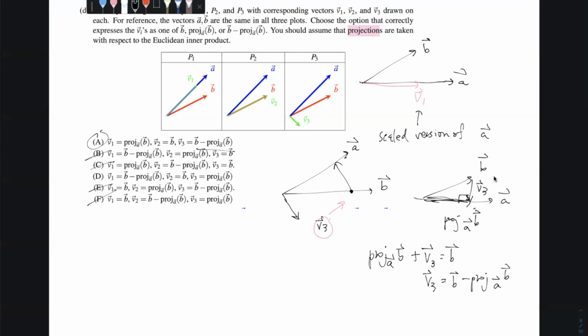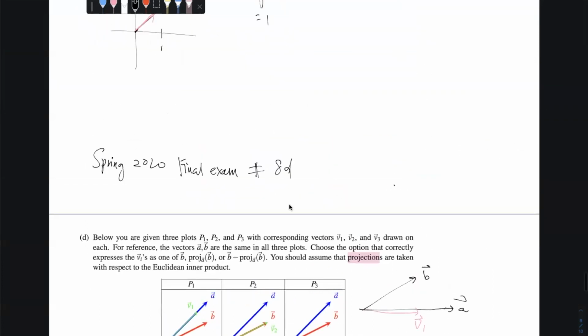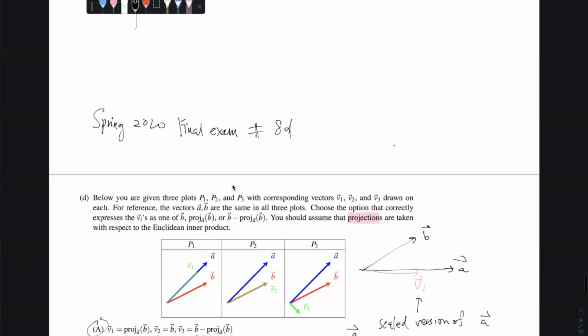But this was a mini lecture on projections for CS 16A, and a tiny walkthrough of this question on the Spring 2020 final exam, number 8.